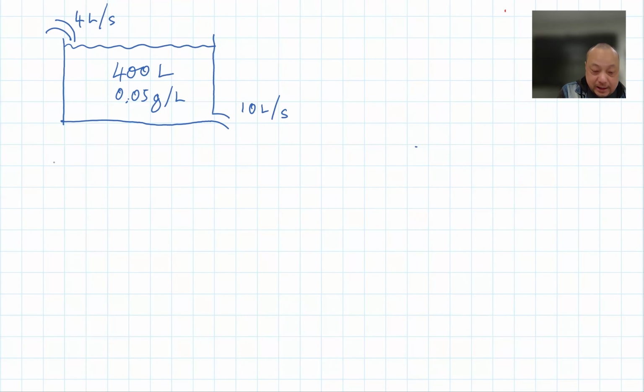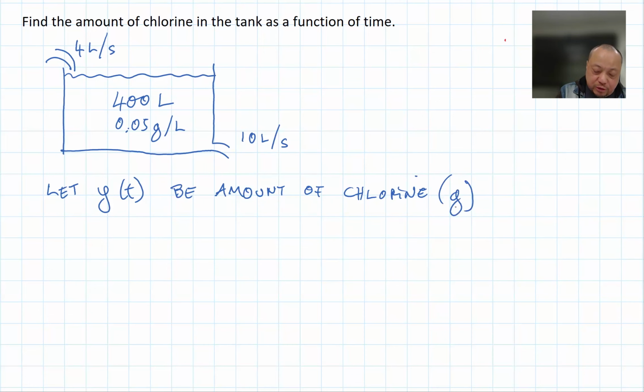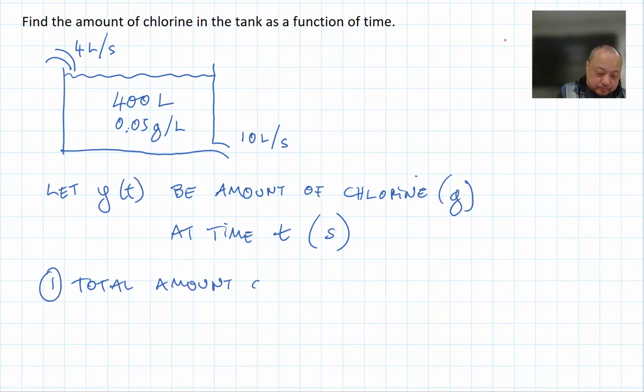First, we define our variables. Let y of t be the thing they're looking for, which is the amount of chlorine as a function of time. The amount of chlorine is measured in grams, and the time t is in seconds. So according to our strategy, the first thing we're going to calculate is the total amount of liquid.